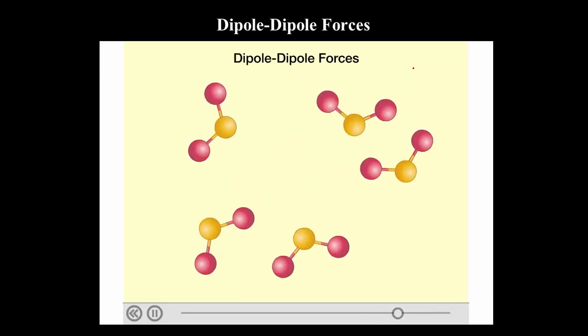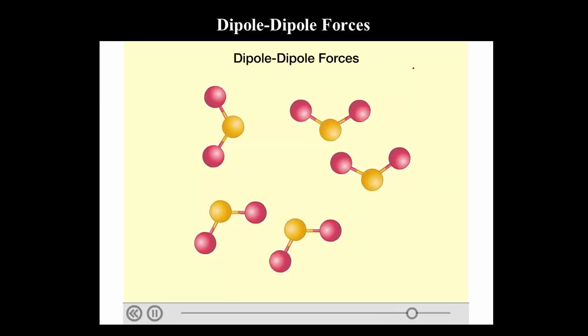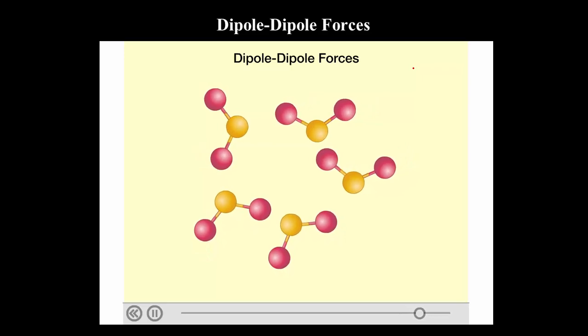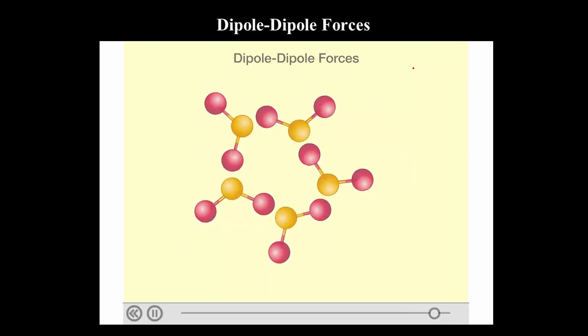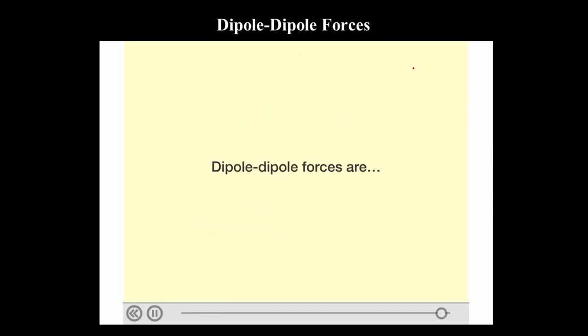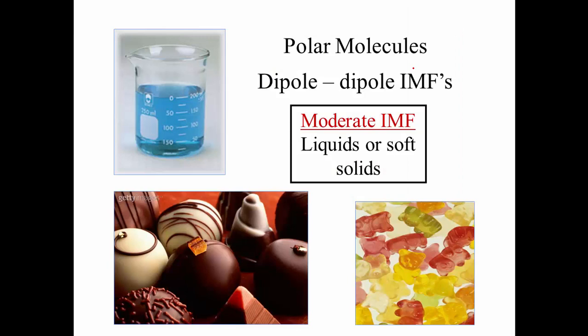When polar molecules, such as sulfur dioxide, are close to one another, they tend to align so that the positive end of one molecule points towards the negative end of another molecule. Attractions among polar molecules are called dipole-dipole forces. So that's it. As long as you have a polar molecule, you have a dipole-dipole force of attraction between the molecules.